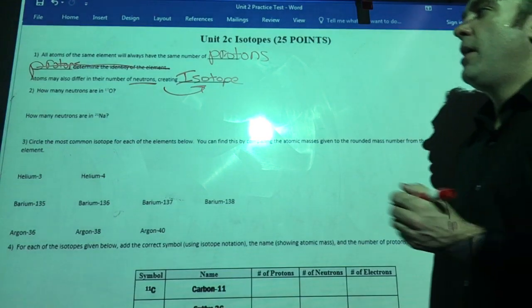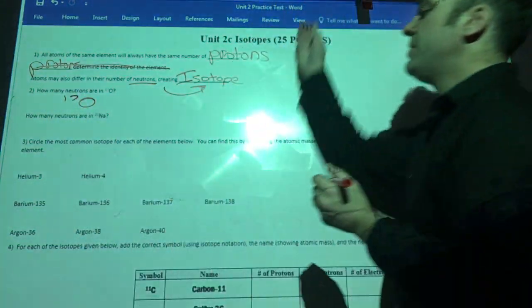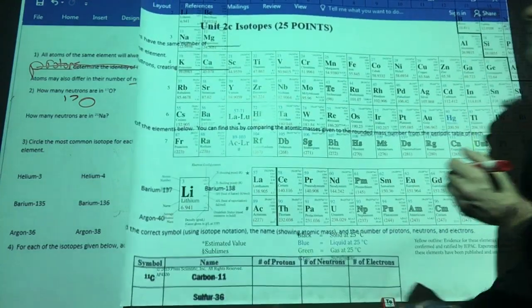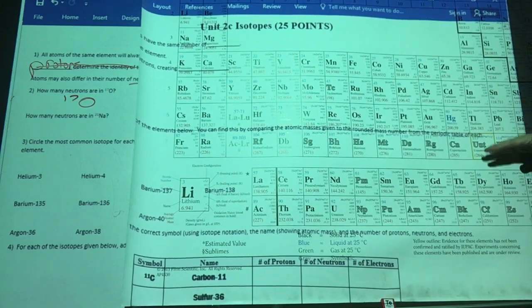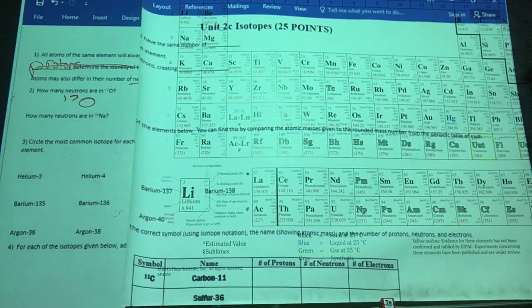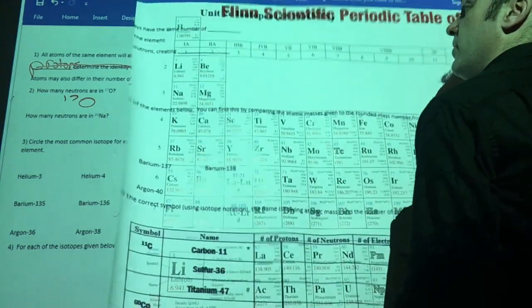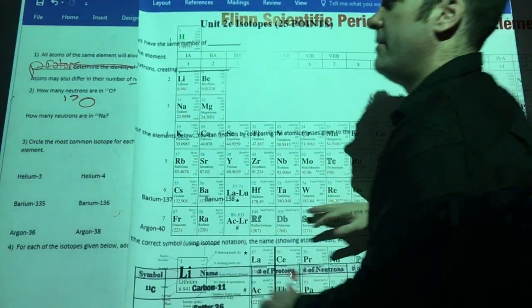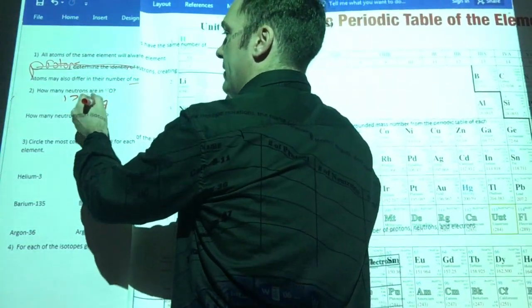All right, so how many neutrons are in oxygen 17? You've got to go to the periodic table. Oxygen has 8 protons. For the isotope section, you're not going to use this bottom number at all. So you look at that top number. How many neutrons are in oxygen 17? 9.